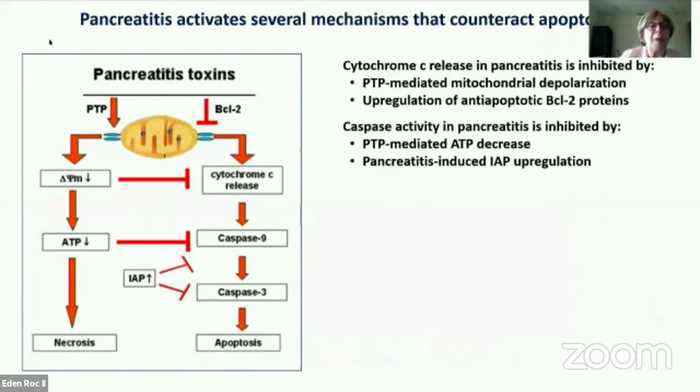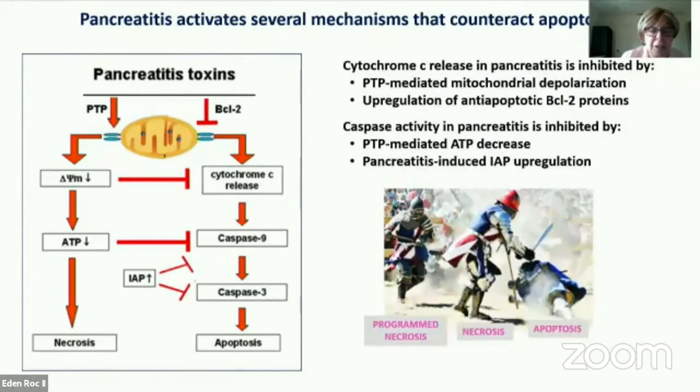This schematic shows the pathways of both necrosis, PTP necrosis to the left, and apoptosis. Pancreatitis also stimulates several anti-apoptotic mechanisms. Cytochrome C release in pancreatitis is inhibited by PTP-mediated depolarization and also by upregulation of anti-apoptotic BCL2 proteins. Caspase activity in pancreatitis is inhibited by PTP-mediated drop of ATP, because caspase activation is ATP dependent. Also, pancreatitis induces upregulation of inhibitory apoptosis proteins. Thus, apoptosis in pancreatitis has little chance to prevail.